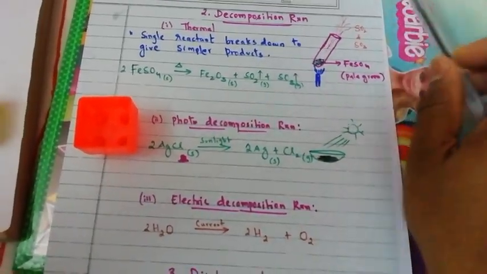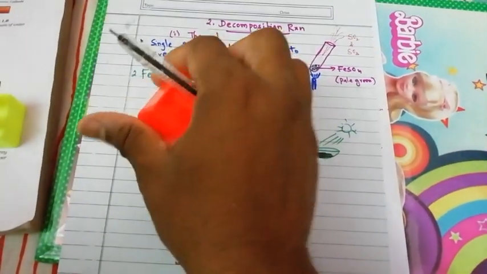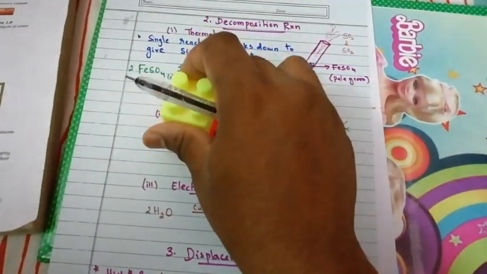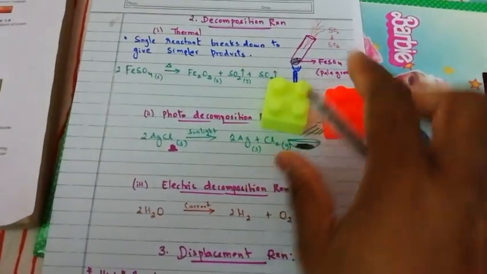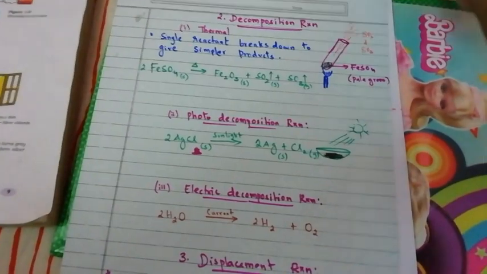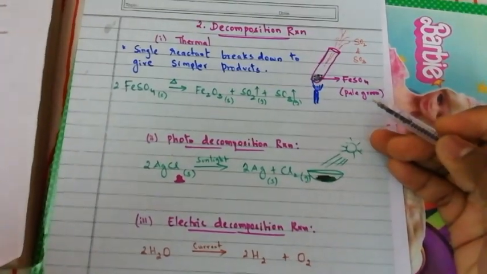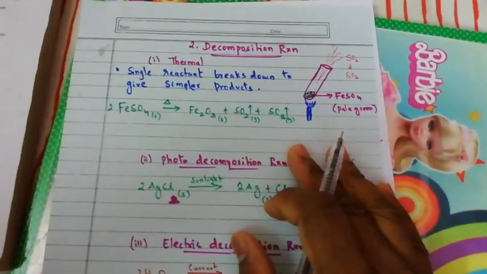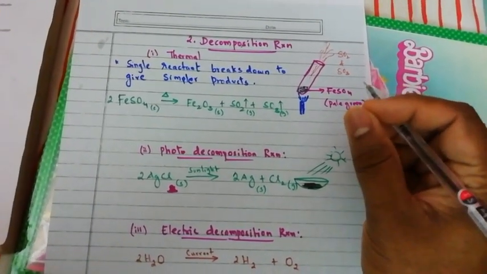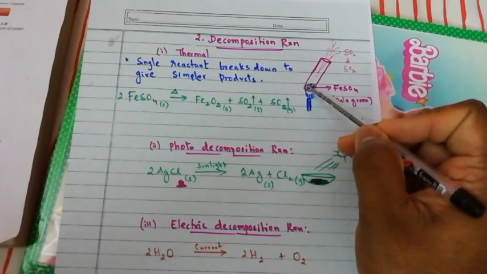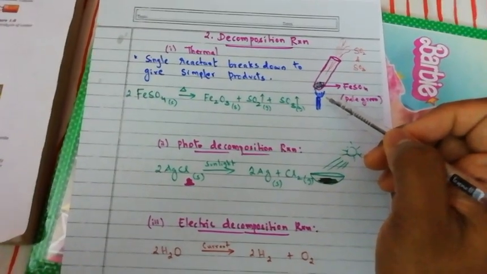A single reactant breaks down to give simpler products. That means a single reactant breaks down to give simpler substances. For that, we are going to learn an example of ferrous sulfate. What happens when ferrous sulfate is heated? Let's see an example here. Ferrous sulfate is a pale green color crystal. We put some crystals of ferrous sulfate in a test tube, and simply we are going to heat it, right?